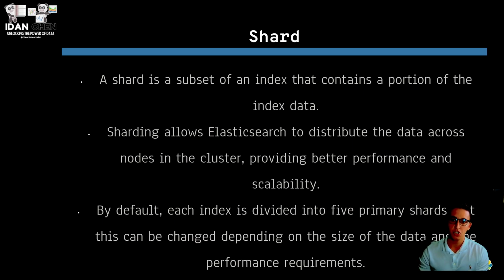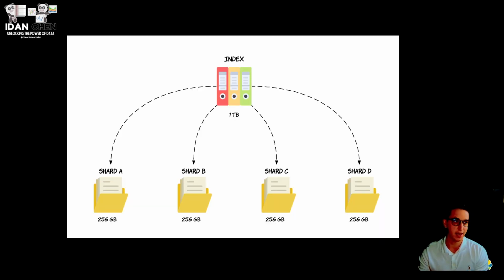Shard. A shard is a subset of an index that contains a portion of the index data. Sharding allows Elasticsearch to distribute the data across nodes in the cluster, providing better performance and scalability. By default, each index is divided into 5 primary shards, but it can be changed depending on the size of the data. Let's see an example.